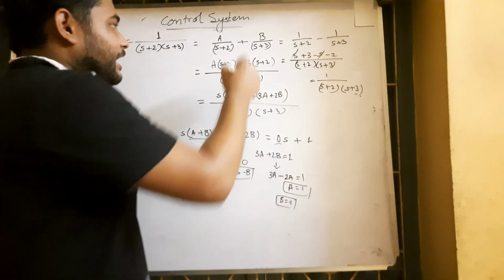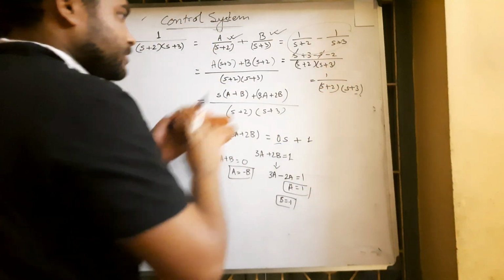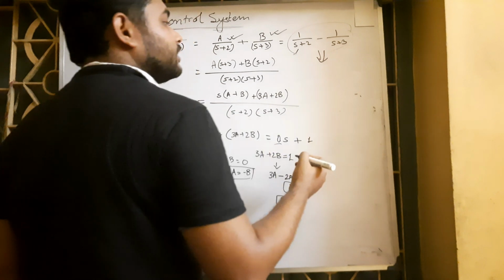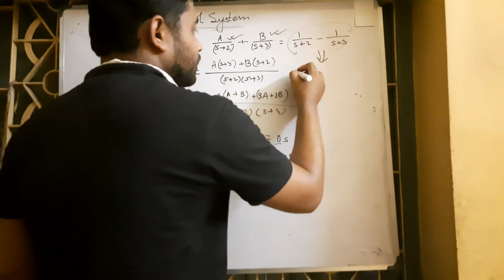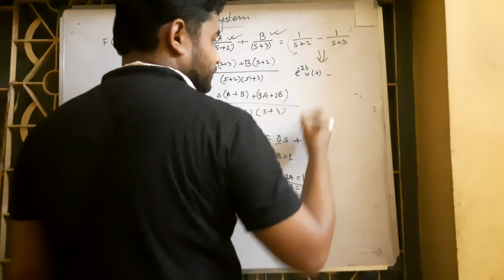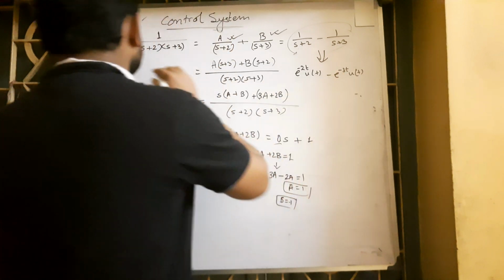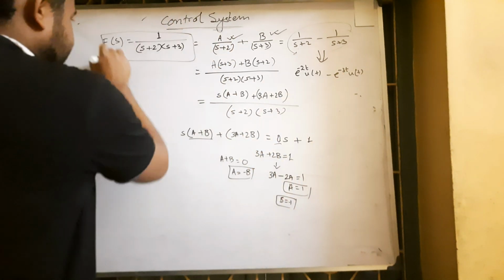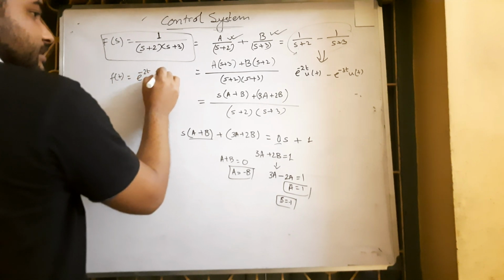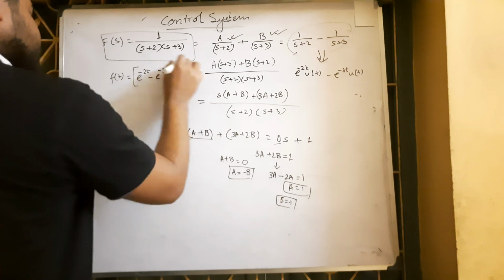So now we have the value of A and the value of B. From this equation I can convert it into a time domain function, which is e to the power minus 2t u(t) minus e to the power minus 3t u(t). So the time domain function of this F(s) is this, so f(t) will be (e to the minus 2t minus e to the minus 3t) into u(t). This is the answer.